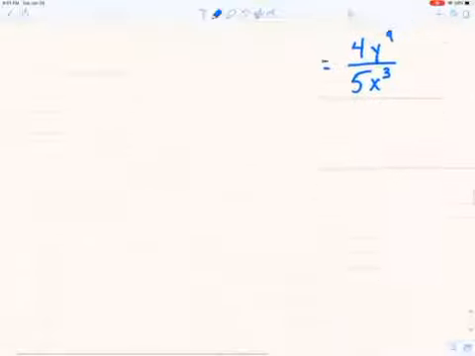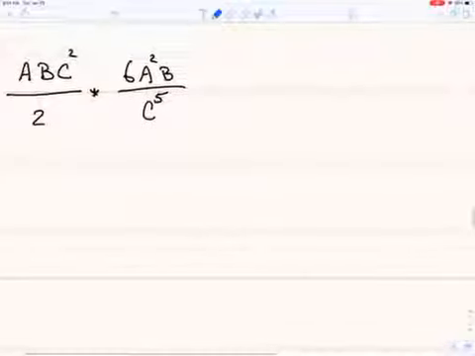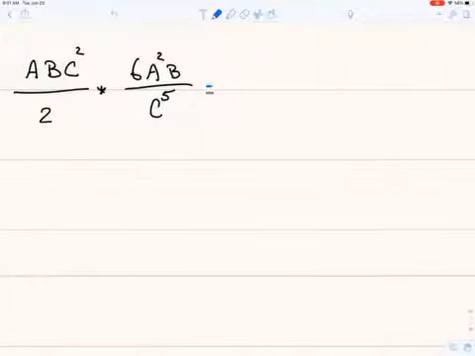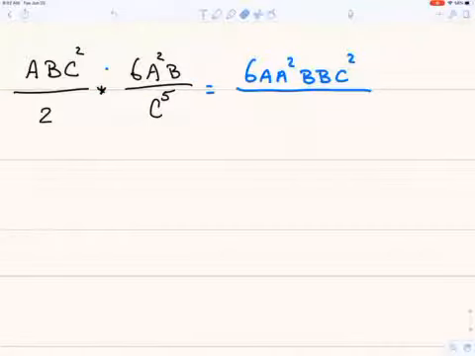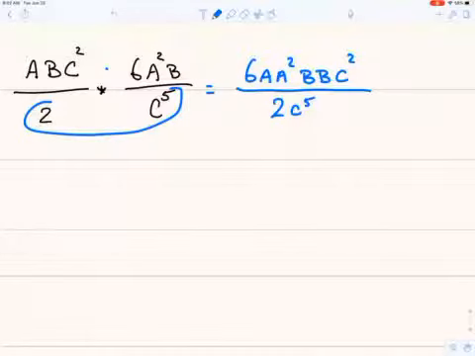I believe I have 2 examples to go. Here we go. This one looks a little bit more complex because it has 2 fractions. I'm going to do a version of that first example, where I'm simply going to write everything all together. I'm combining all of this stuff up here into one big piece: 6a, and then I see a squared, and then I see a b and another b, and I see a c, but it's squared. And on the bottom, I'm going to combine all of that stuff together as well. There's not that much. It's 2 and c to the 5th.